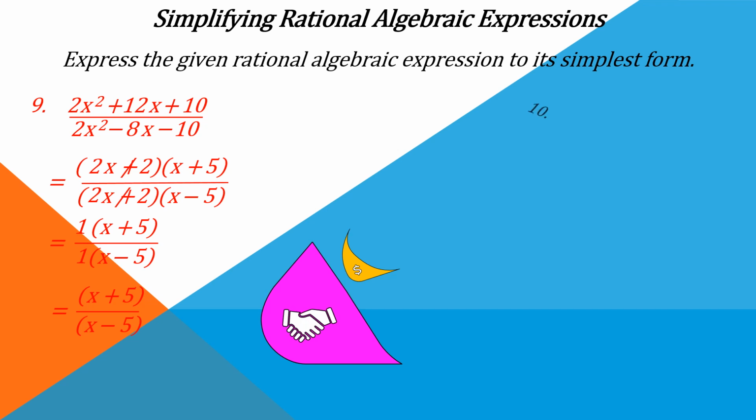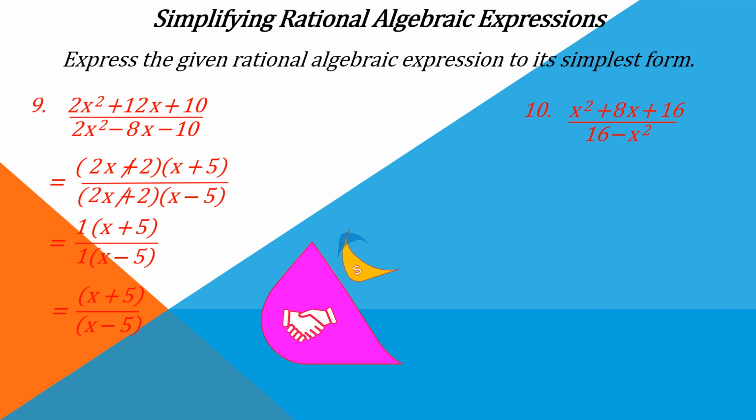Now let us go to example number 10. X squared plus 8x plus 16 divided by 16 minus x squared. Again, the numerator is a general trinomial, but the denominator is a difference of two perfect squares, but x squared is negative, so we will do what we have done in our previous example, wherein we will make x squared become positive.